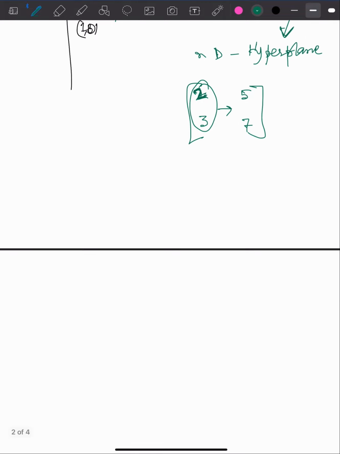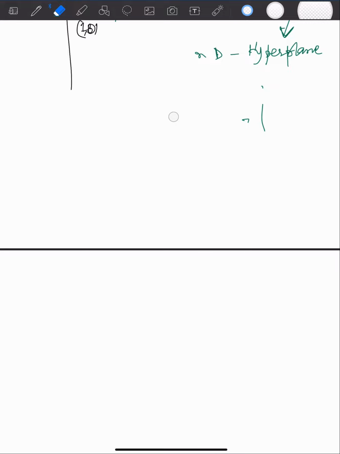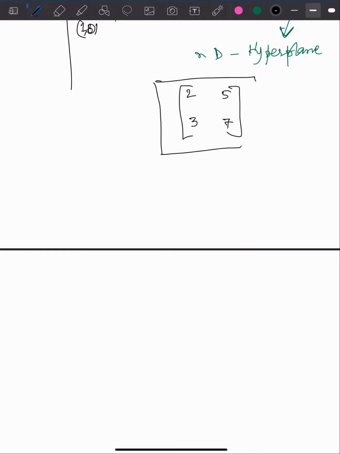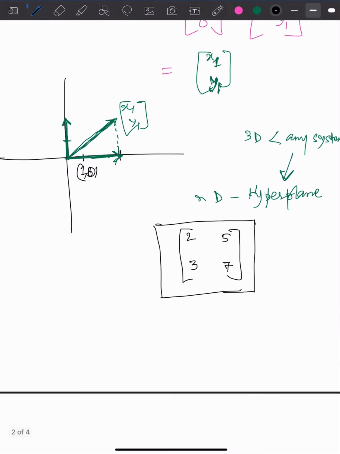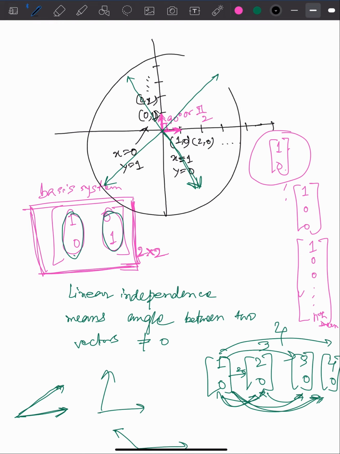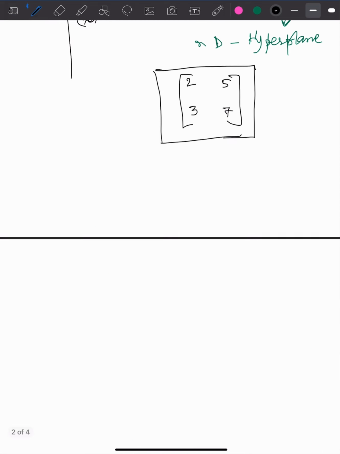Now let us take the new basis system as this one. Let me write it neatly. The new basis system is 2 3 5 7. Don't take the word multiply. This would be called a transformation matrix. This would transform any vector of this system to a new form.